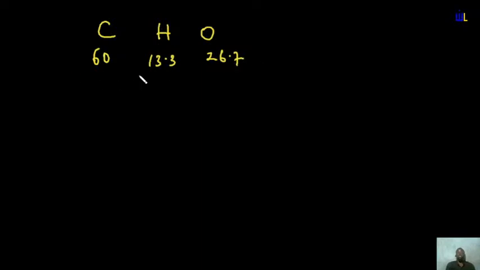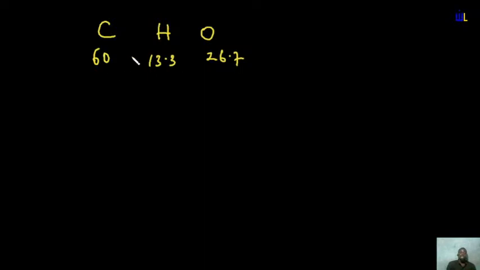Before you solve, check if the sum of all these things will give you 100. Let's check. 60, 13.3, 26.7. If it does not give you 100, it means something is missing there. Okay, so this is 100. We all notice that our sum of everything gave us 100, which means we can go ahead.